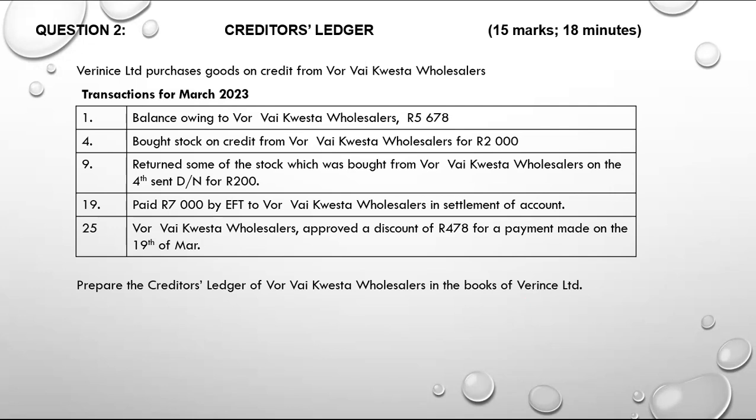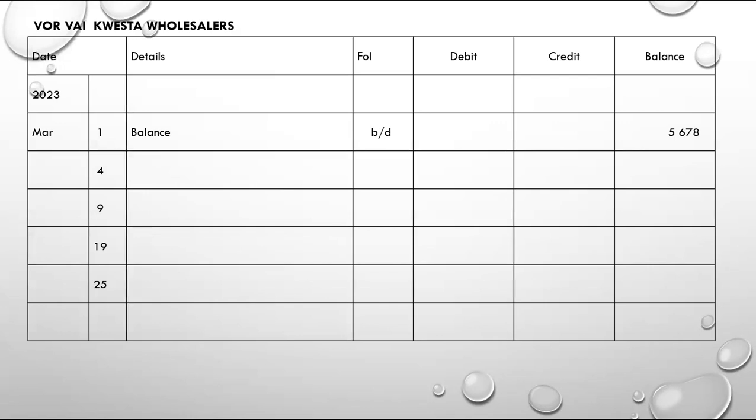So how do we prepare this one here? I made it easy for you here. So I will start with the balance that we are owing for Volvi wholesalers, which is 5,678. What happened on the 4th?